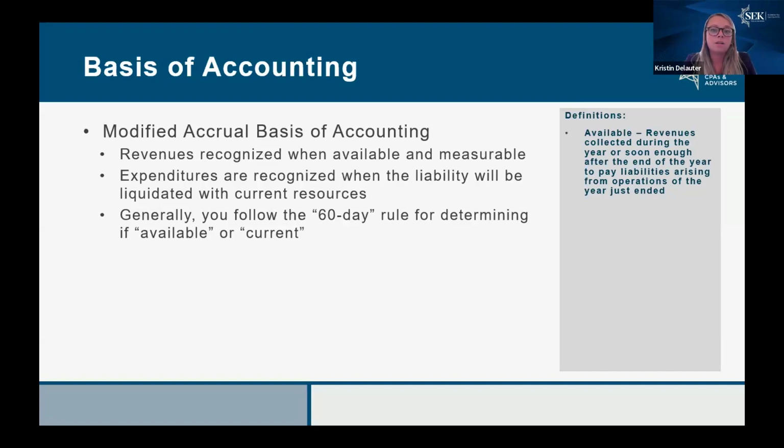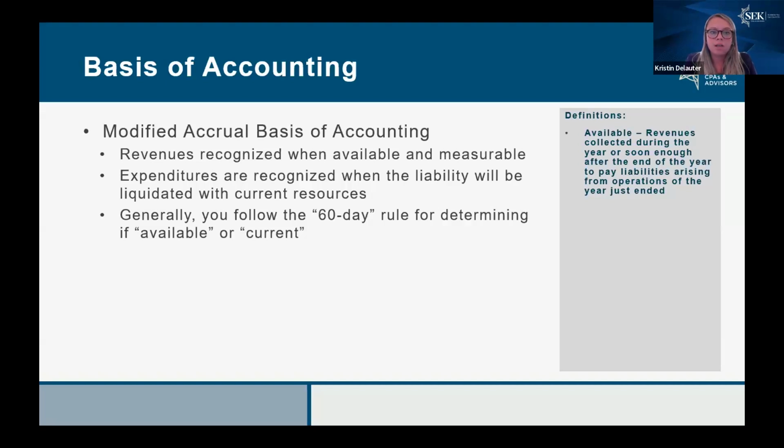Alternately, some of our clients have reimbursement type grants where you're submitting expenses that were incurred during your fiscal year to be reimbursed. And those would be paid within 60 days. Sometimes it's 90 days, depending on the entity, and you would record those as a receivable and related revenue.